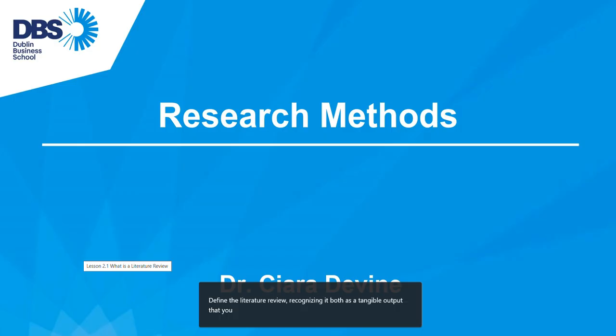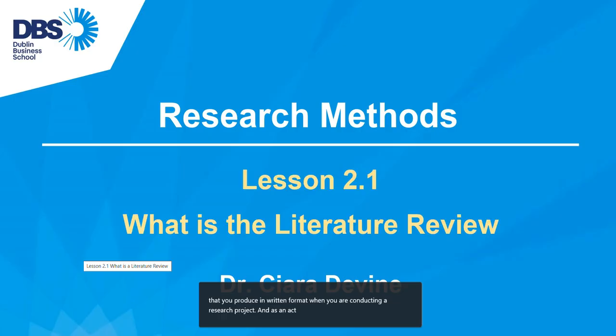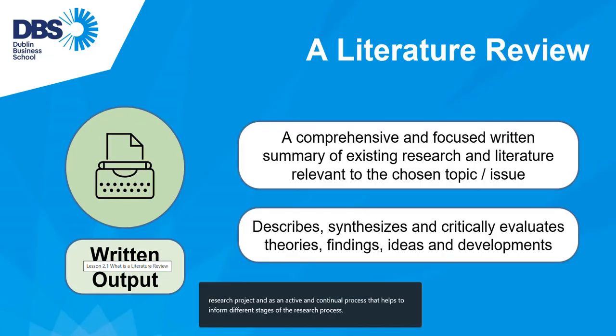output that you produce in written format when you are conducting a research project, and as an active and continual process that helps to inform different stages of the research process. Let's start out by talking about what the literature review is in terms of its output. The output of the Lit Review should be a comprehensive and focused written summary of existing research and literature relevant to the topic that you have chosen to investigate for your dissertation research project.